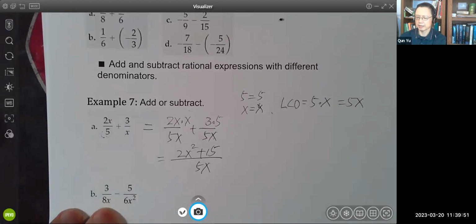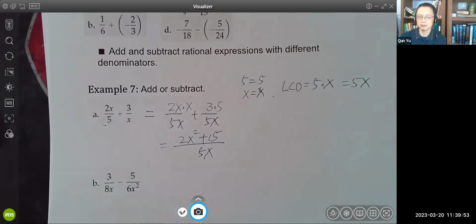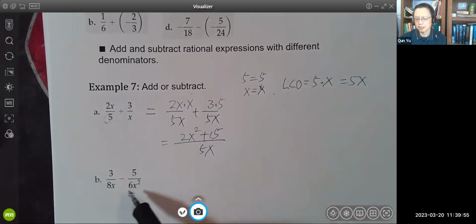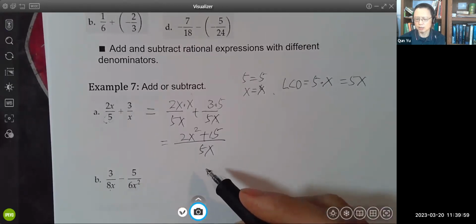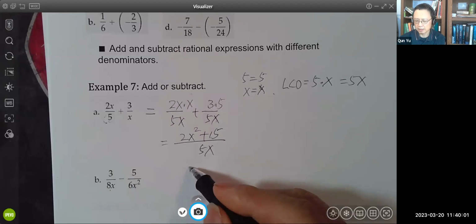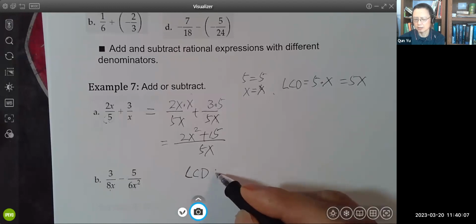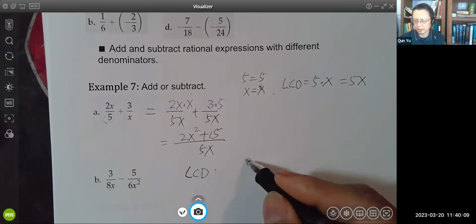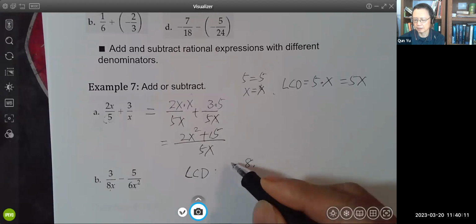Let's do a subtraction example. Now, we have numbers and letters. So if we do the LCD just between the numbers, one is 8, one is 6. So we only have 2 numbers.